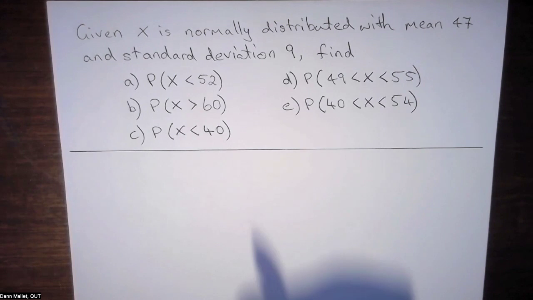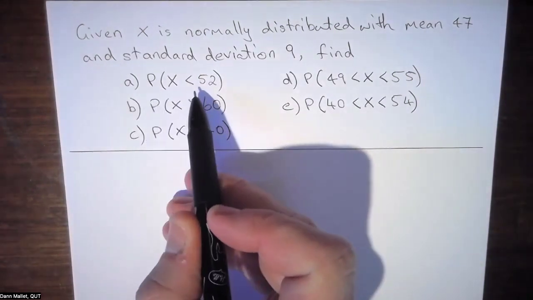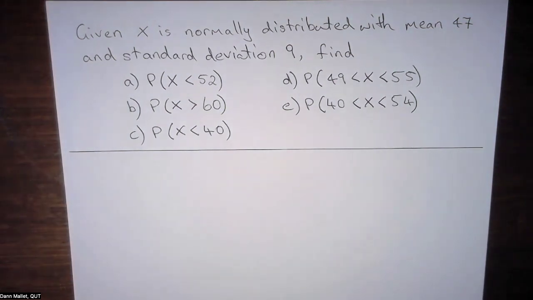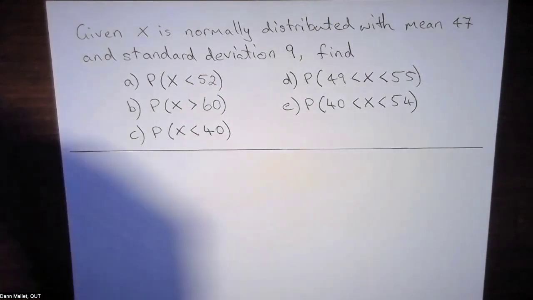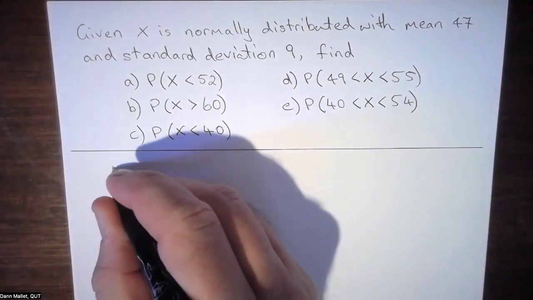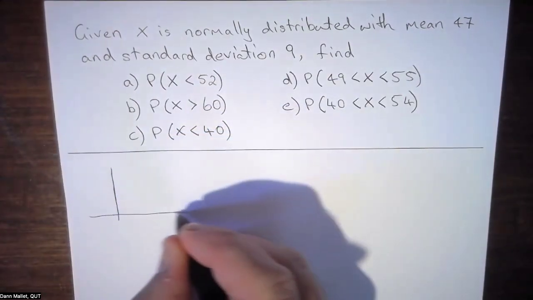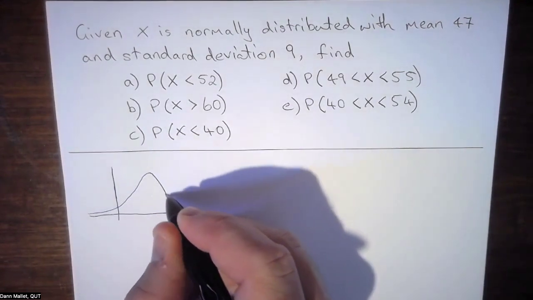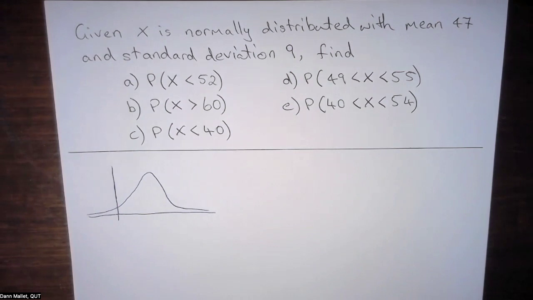Okay, so the first problem we've got to look at is the probability that x is less than 52. And the way I always start these problems is to draw a little sketch of the normal distribution just to see what we're dealing with when we're trying to answer the question. Because it's a normal distribution, we're going to have a bell-shaped sort of curve. And it's just a sketch, so it doesn't need to be perfect, but probably looks something roughly like that.